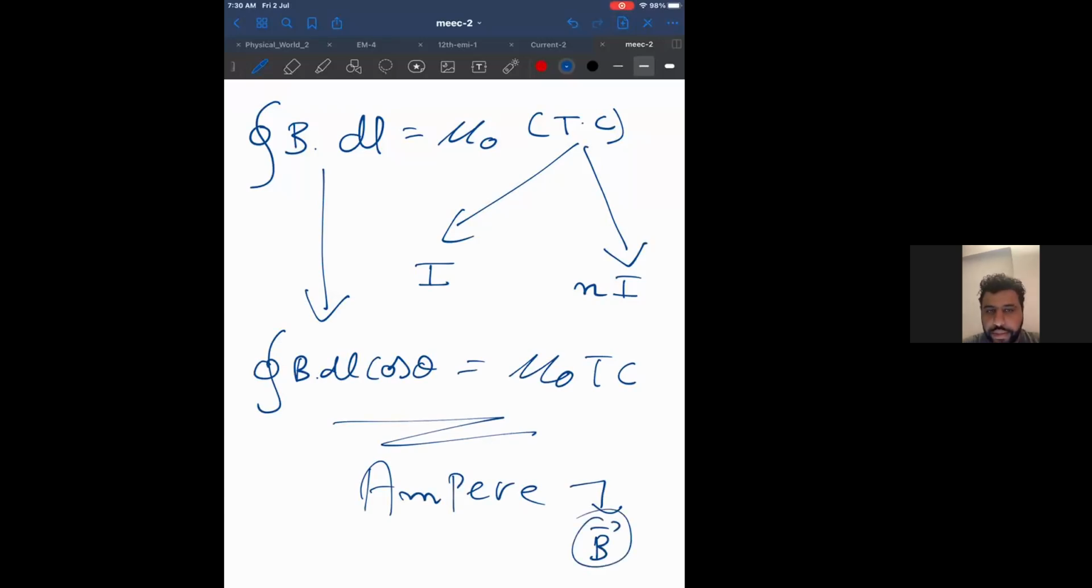Therefore, in future, if you're supposed to find magnetic field, listen to me carefully. In future, you're supposed to find magnetic field in any problem, especially NEET. You have to think about Ampere's law first.